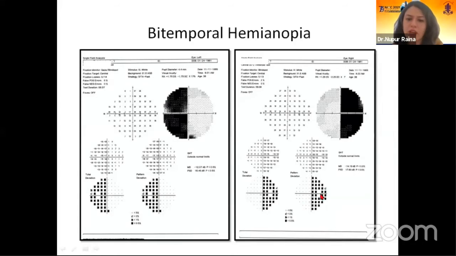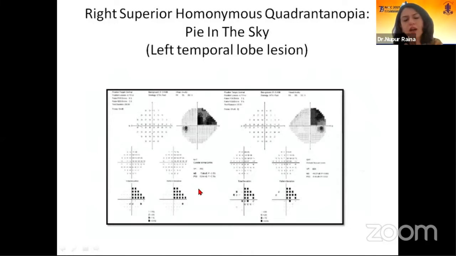Chiasmal lesions typically give rise to bitemporal hemianopias. Once we go posterior to the chiasma, the lesions that we get are homonymous in nature. And the more posterior that we go, the more congruous these become. So the more posterior that we go, the more similar they look on both sides.